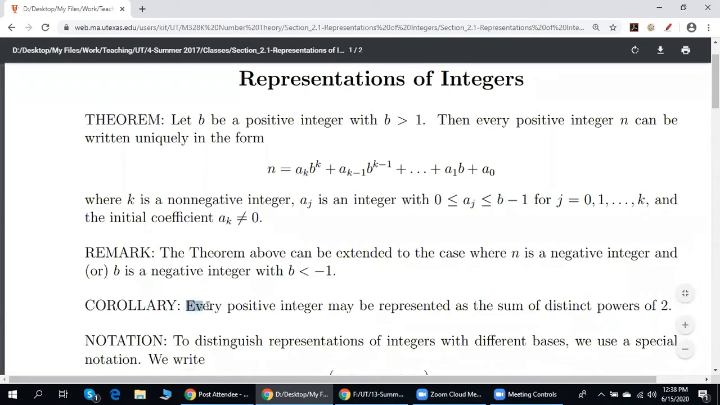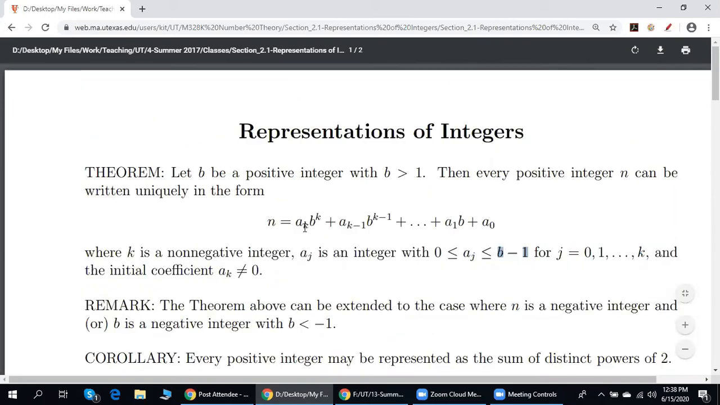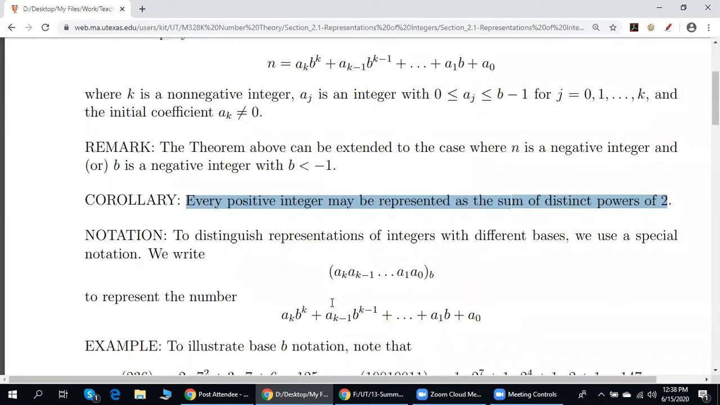Corollary: every positive integer may be represented as the sum of distinct powers of 2. Notation: if we write n as this, we use the following notation: a_(k-1) and so on down to a_0, which is over here in parentheses with subscript b.